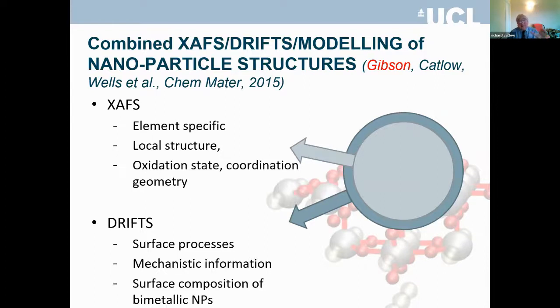What they were doing was combining X-ray spectroscopy using the synchrotron radiation source at the UK Diamond Light Source on the Harwell campus. They were combining that with infrared DRIFTS spectroscopy. The X-ray spectroscopy, I can't go into detail, gives you information on local structure and on oxidation state, and it's element specific. The infrared spectroscopy allows you to monitor the surface processes.